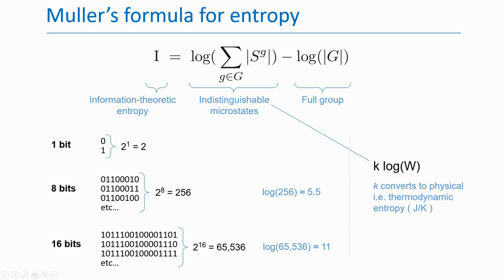This is the end of the first part of the lecture. Building on Muller's work, we have shown how the symmetry of an object can be divided into two subgroups, information and uncertainty.